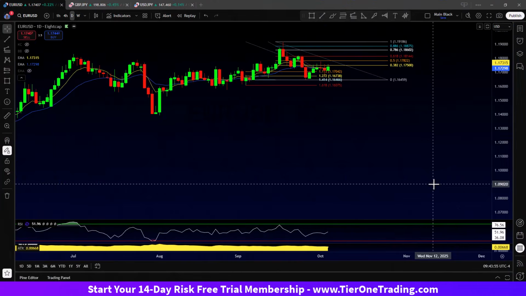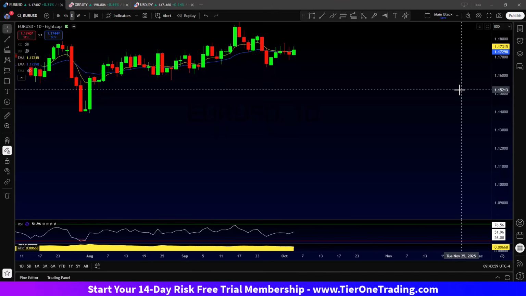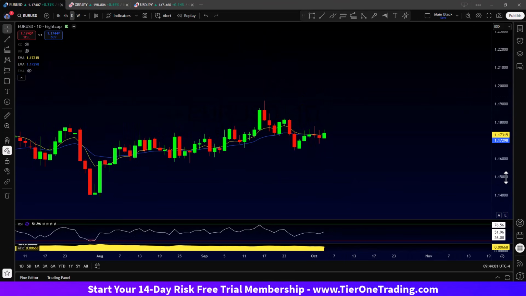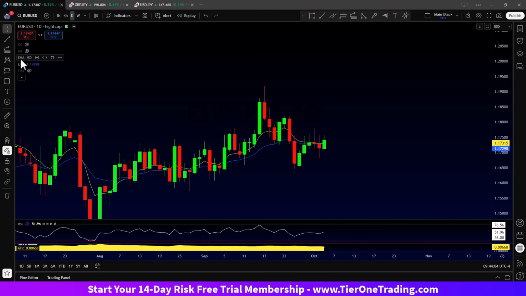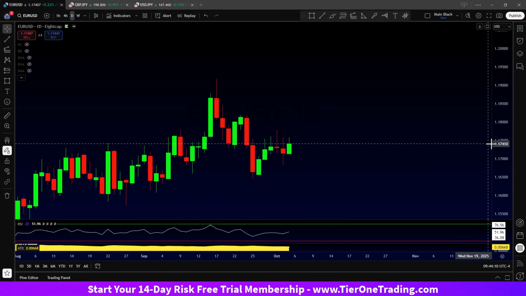Next up, we're heading to the euro dollar. This is going to be a much simpler trade here. I'm going to get rid of my EMAs real quick just to make things a little fresher on the chart. But we've got a simple advanced pattern right here.